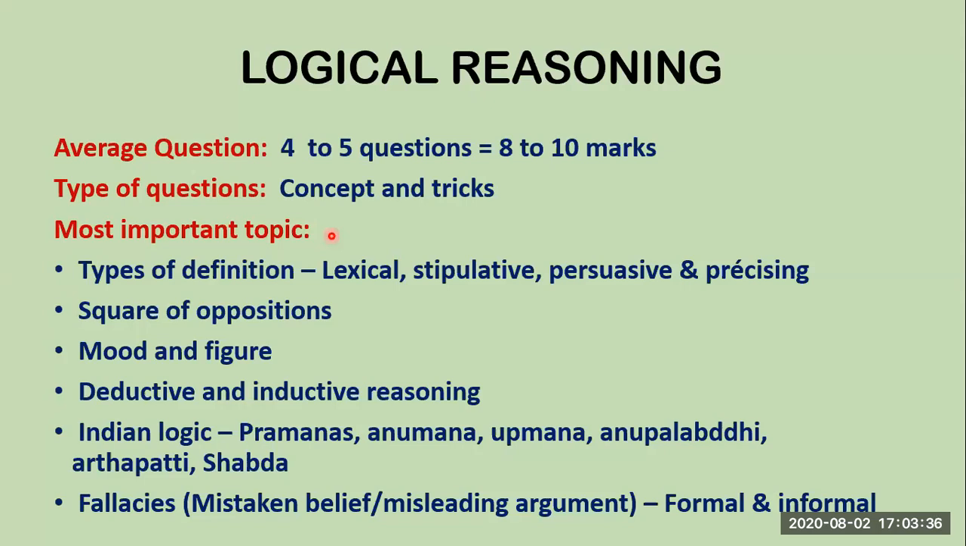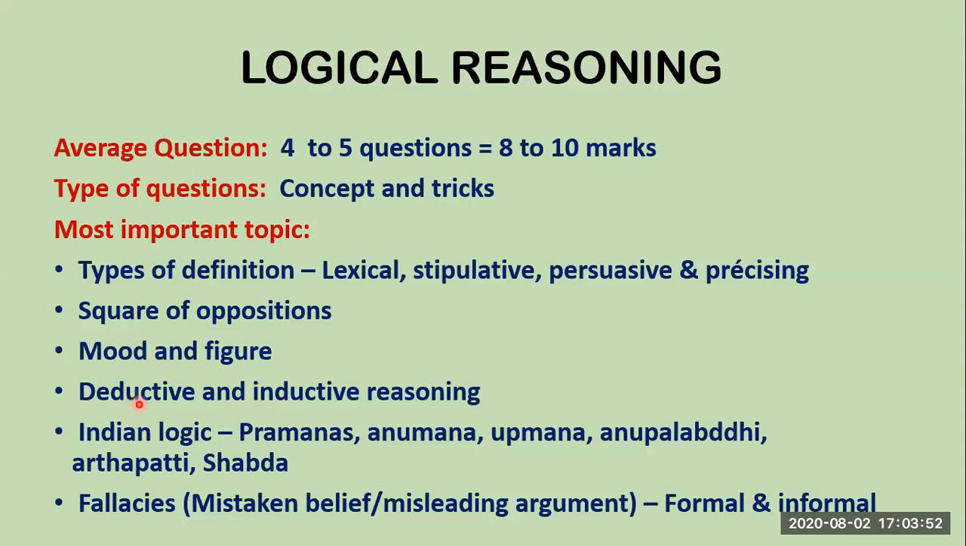So the most important topic, types of definition. One question will be there from this part, and square of opposition. So this is very important. You'll get one or two questions on this. Today we'll be discussing this mood and figure. If you understand this, it is very easy.